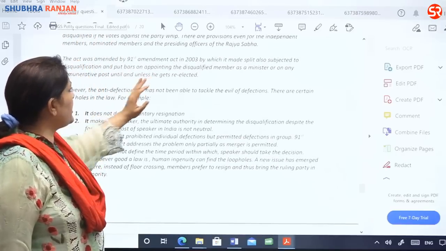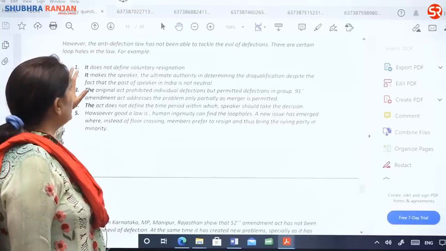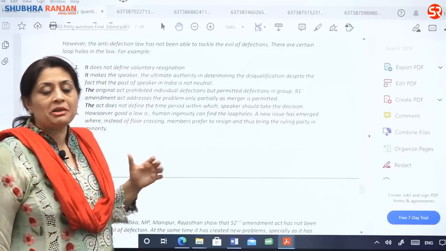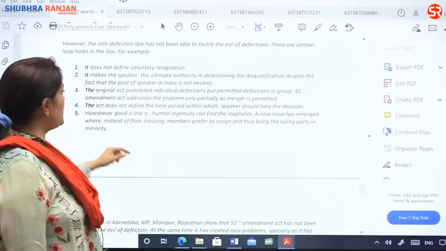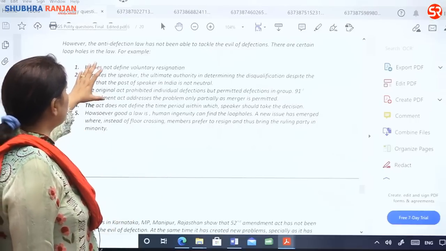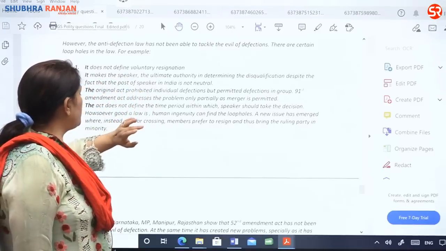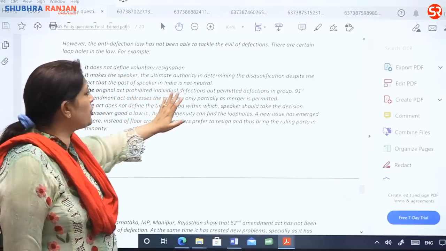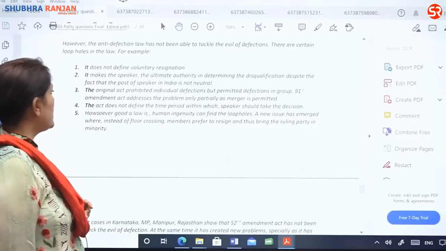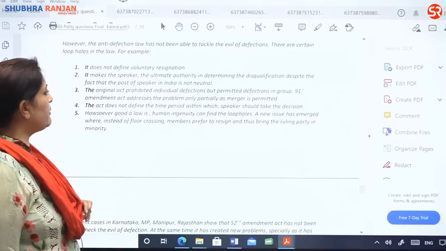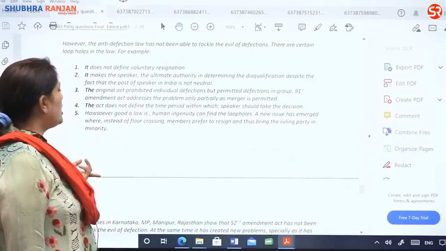This act was amended by the 91st Amendment Act. Now instead of writing very elaborately on the provisions, you can just write the flaws. It does not define voluntary resignation. It makes the speaker the ultimate authority. The original act prohibited individual defections. The act does not define the time period within which a speaker should take a decision.